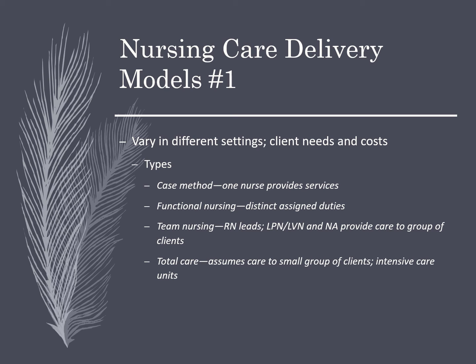Another type of model is what is called functional nursing, which, instead of being focused on the patient, is focused on the task. It's a task-oriented method that evolved during the late 1930s. In functional nursing, distinct duties are assigned to specific personnel. For example, one nurse takes all the vital signs while someone else is making the beds, while another one will do the dressing changes, and so on.